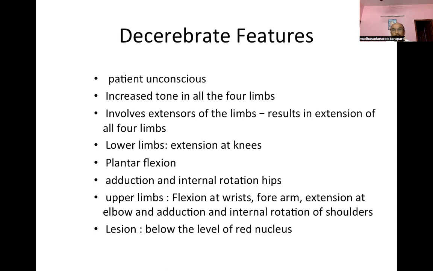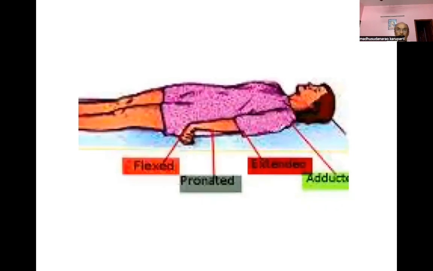That is to say, decerebrate posture is due to the lesion below the red nucleus. So this picture shows the patient in decerebrate posture. See, all the limbs are extended. The lower limbs in both the postures are extended, the same feature. Whereas in decerebrate posture, there is extension of the upper limbs also. That is different from the decorticate posture, wherein upper limbs are flexed. In decerebrate posture, the upper limbs are extended along with the lower limbs.